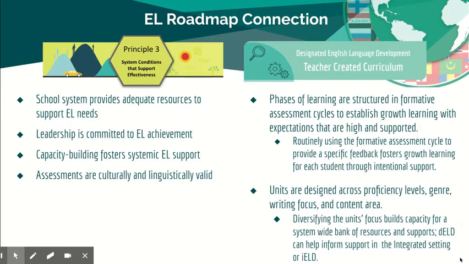Designated ELD can help inform support in the integrated setting or in IELD. That is the most important piece of language acquisition for our students who are English learners. They must receive support to help their language grow that they might be successful in an integrated setting.